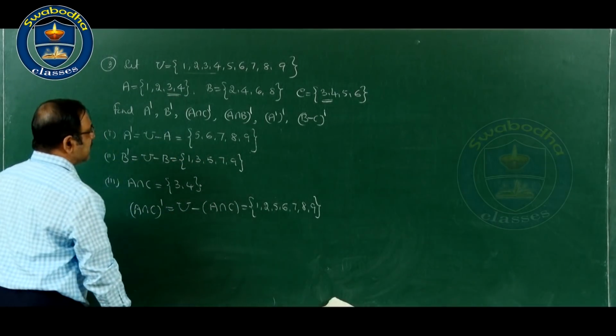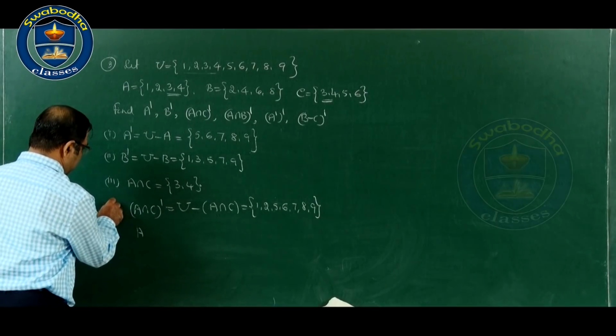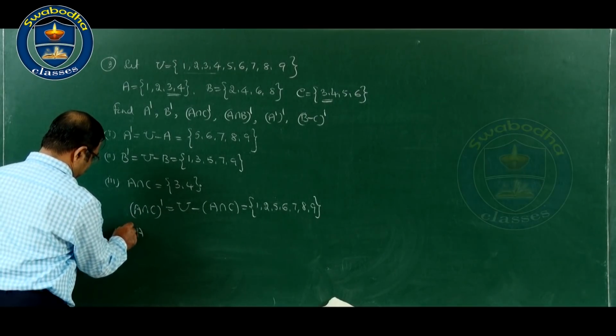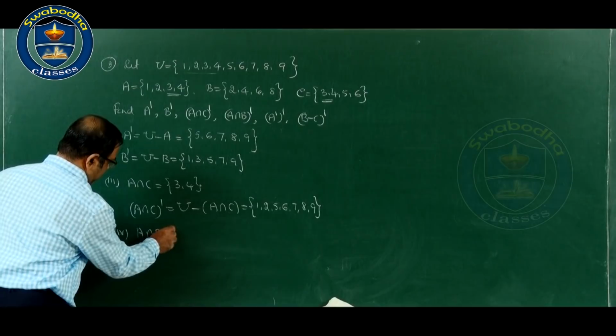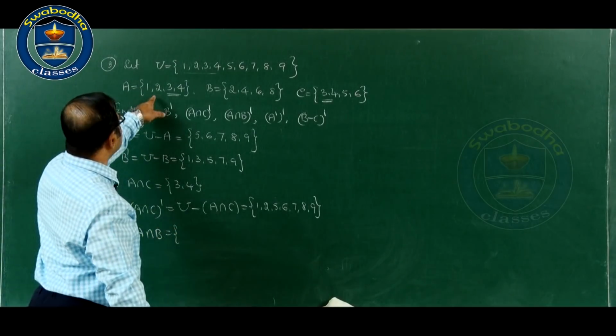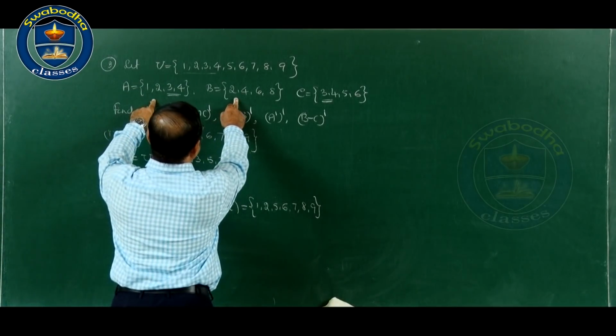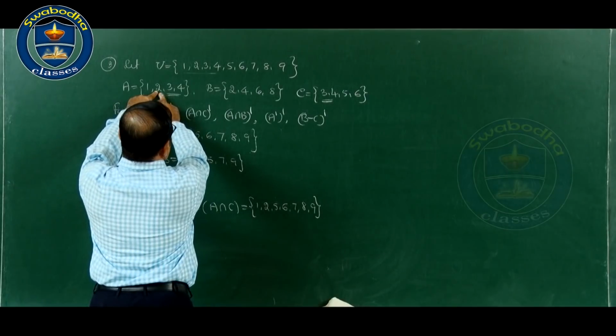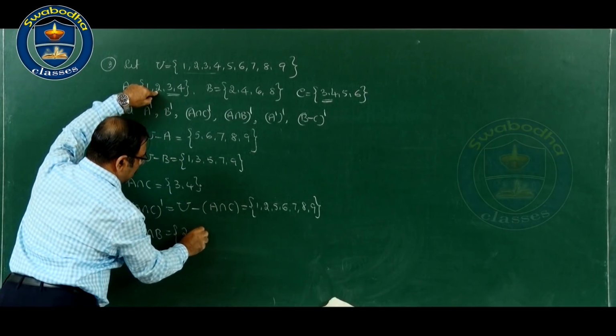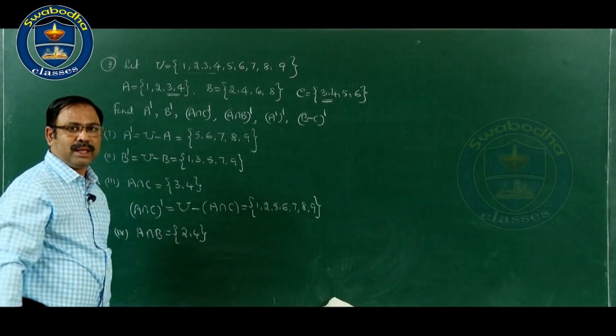Next A intersection B complement. So we write first A intersection B. What is A intersection B? A intersection B is 2 and 4. See, this is 2 and 4. What is that?